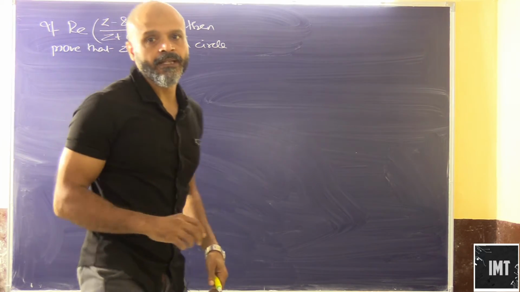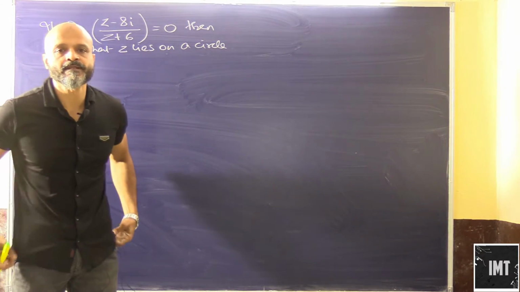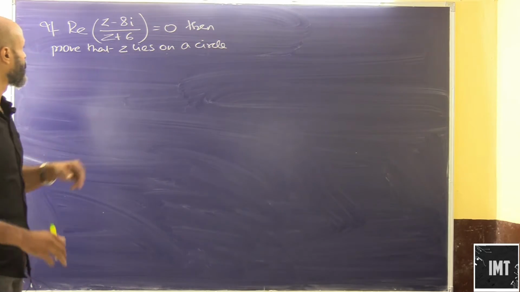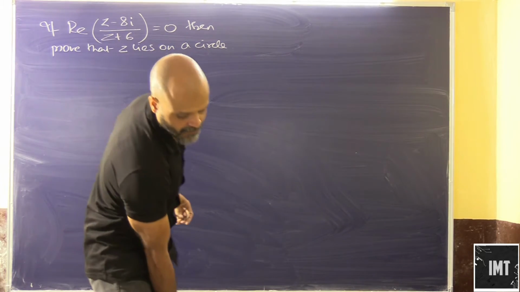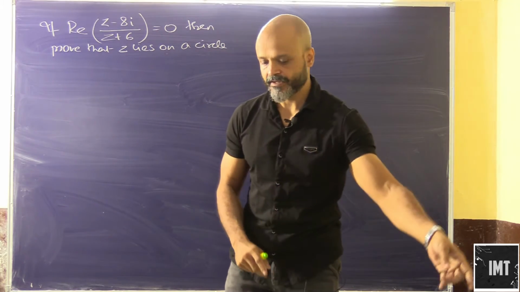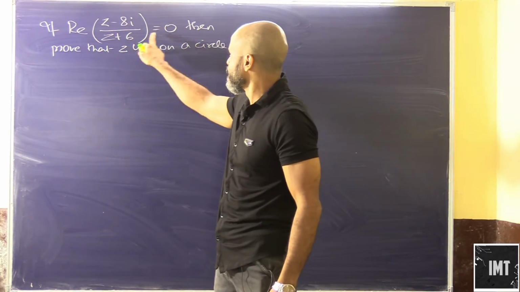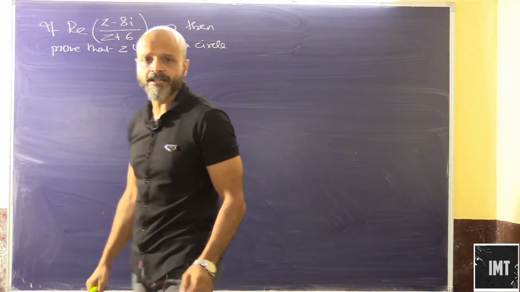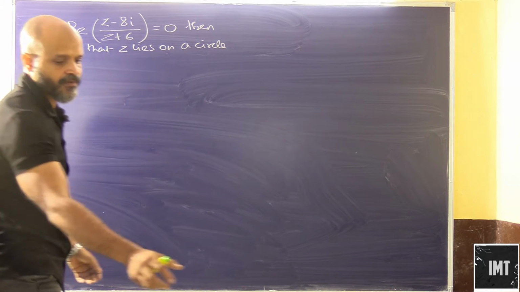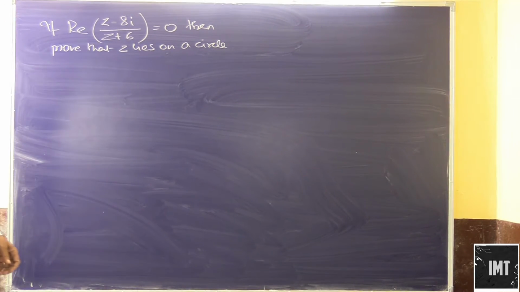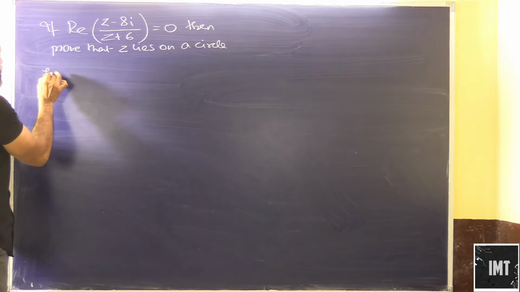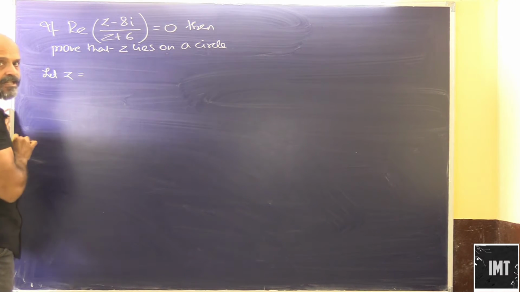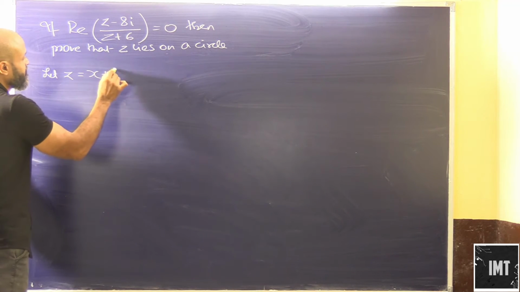Alright people, this will be in continuation with complex numbers. Okay, so we have a problem here in which it states, if the real part of z plus 8i upon z plus 6 is equal to 0, then prove that z lies on a circle. Okay, so we have to basically prove that z lies on a circle. Okay, so let's say, let z, which is basically a complex number, be x plus iy.